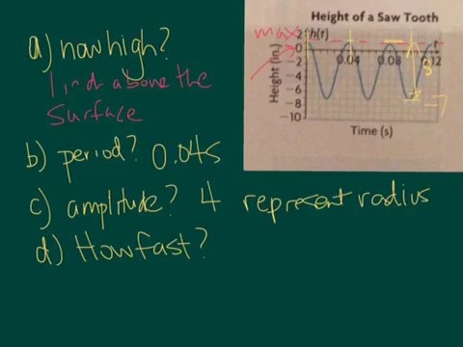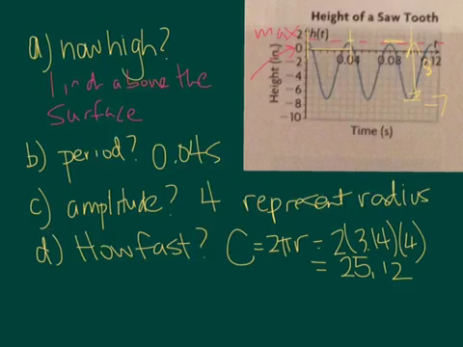The next question asks, how fast is the tooth on the blade traveling? In one period, it travels one complete revolution, so we need to know the circumference of the blade. Once we have found the circumference of the blade, we need to divide it by how many seconds it is to do one complete revolution.